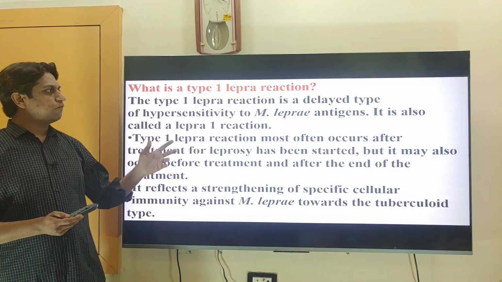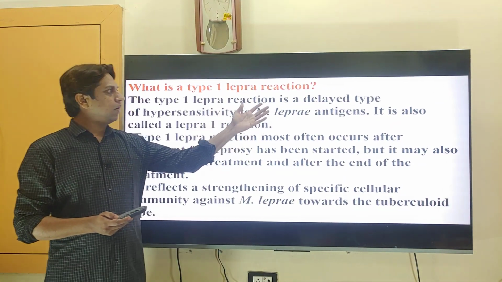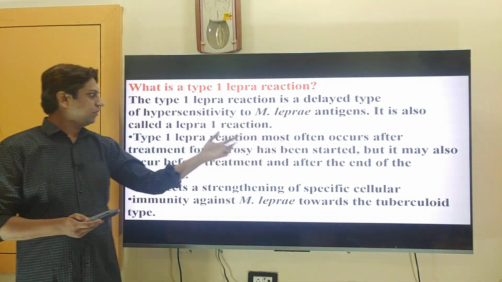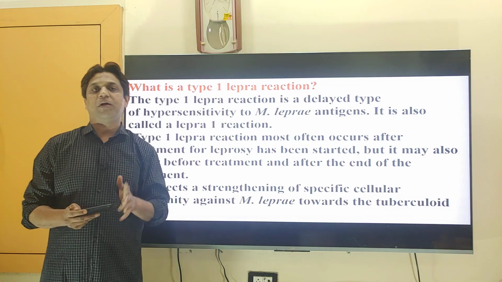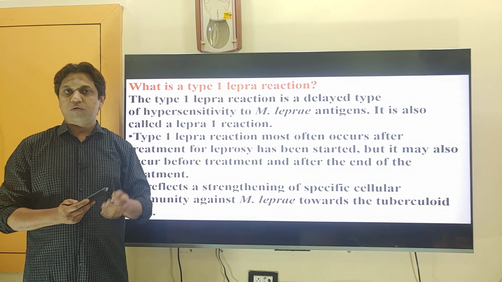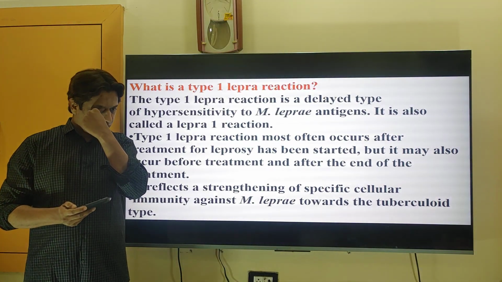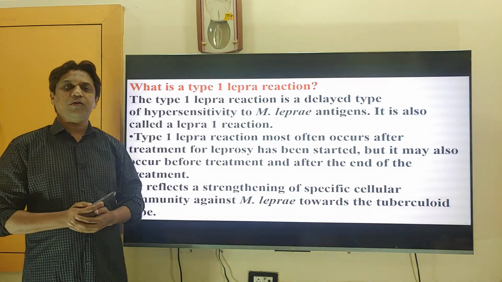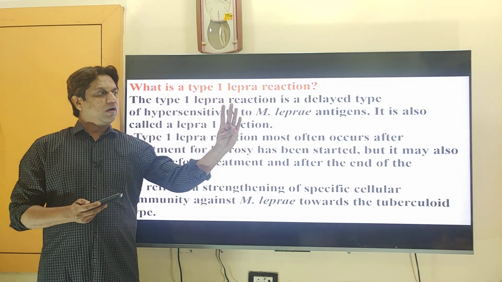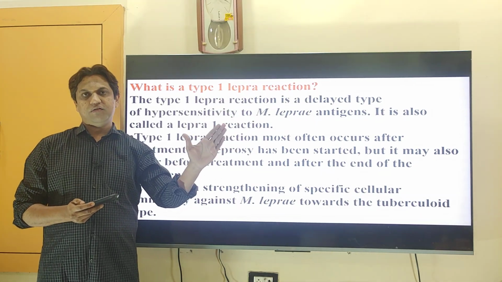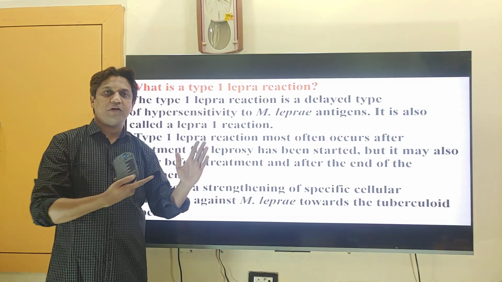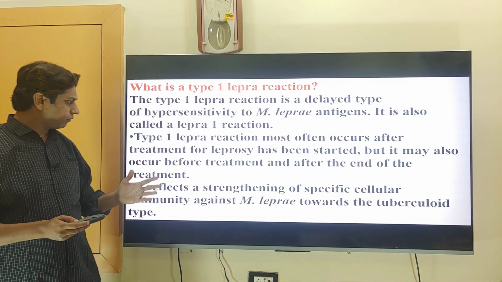So what is type 1 Lepra reaction? It is a delayed type of hypersensitivity reaction to Mycobacterium leprae antigens. Delayed type means it is the type 4 hypersensitivity reaction. So remember a rule of 5. Many a time students get confused, so use this mnemonic, the rule of 5: type 1 Lepra reaction is type 4 hypersensitivity reaction. If we add type 1 Lepra reaction and type 4 hypersensitivity reaction together, it becomes 5. That is the rule of 5.